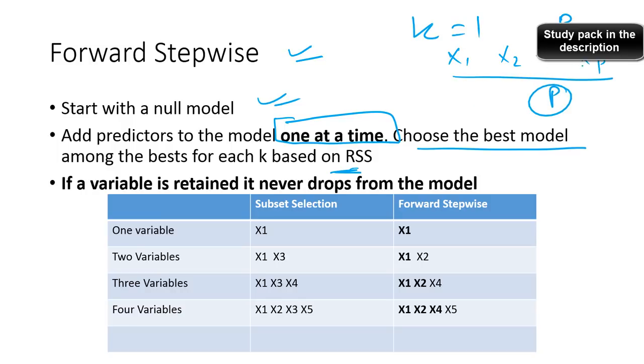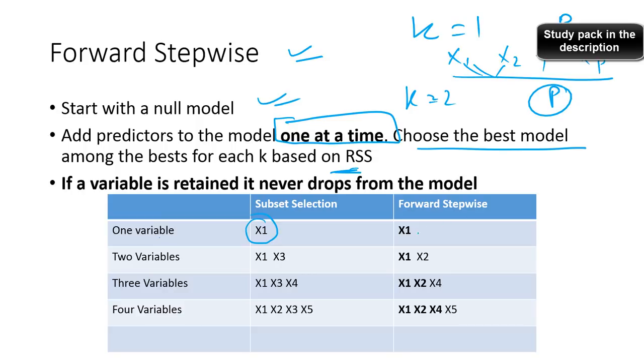So one of these models will be the best, right? When k equals 2, then you take two variables at a time, x1, x2, then x1, x3, and so on. And then we'll have one model from that, right? So we have shown that here in this table. So when a one variable model, let's say x1 is the one that gives you the best model. Now what happens is, if that gives the best model, then that is retained in the model. It never gets dropped.